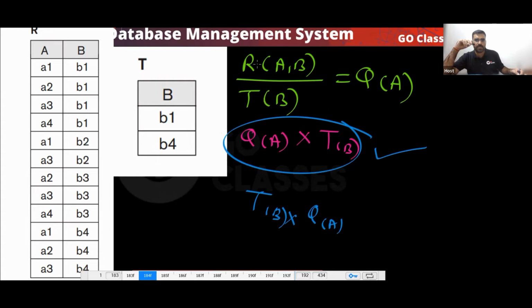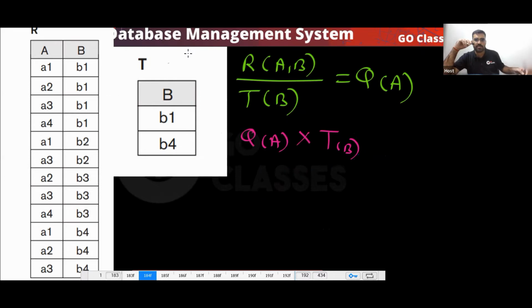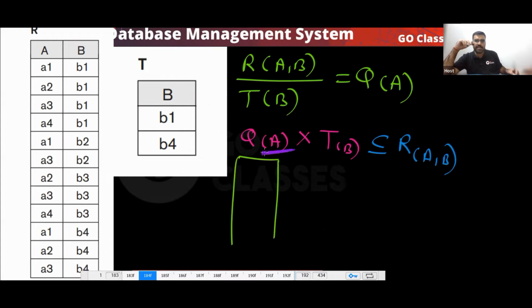Yes or no? So that I don't get confused. Okay, for our convenience, we are writing like this. So this should be a subset of R, and this should be the largest. So in this Q, what can I put here? Only the entries of A. Only these entries can come.